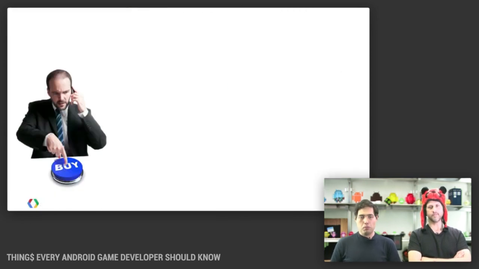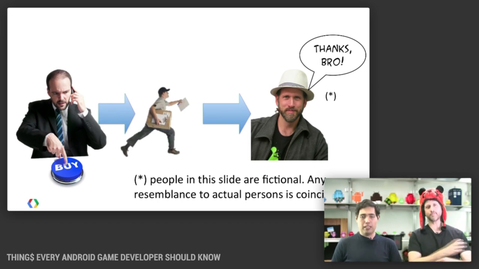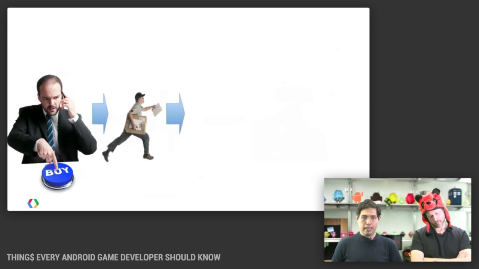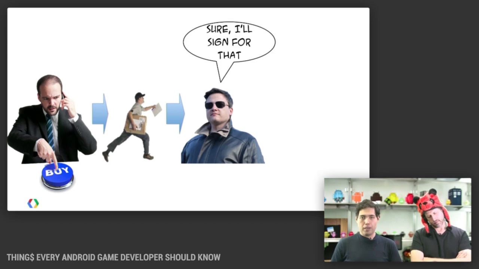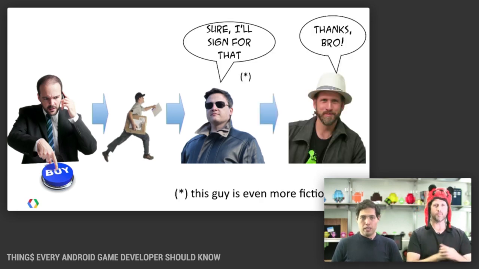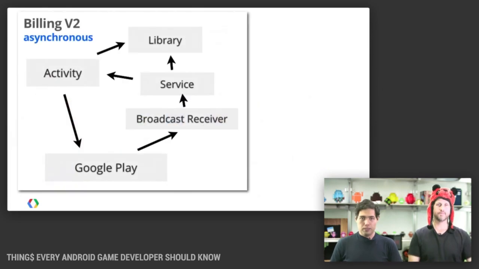Let's start with the simplest possible case. The user just wants to buy something, and they buy something, and it gets delivered to the app. So far, no problem, right? Exactly. So not a problem so far. But suppose that instead the app is sleeping. What happens in that case? In that case, if the app is not running, sleeping, or something else, a different guy has to pick up the package. That guy is the broadcast receiver. And then that guy has to take care of delivering the package to the app when it wakes up. Exactly. And that's when problems can happen, because suppose that that guy is not as reliable as you think, and he drops the package or loses the package. So in V2, there are actually many components that have to work together to ensure that the user's purchase is handled correctly. And it can get a little complicated.